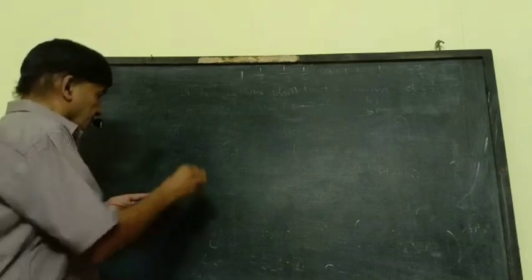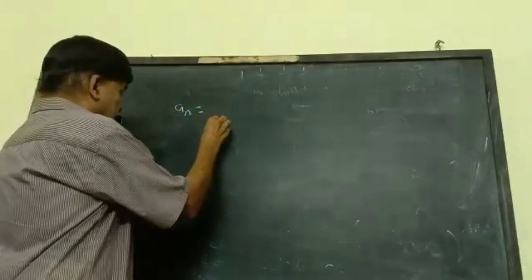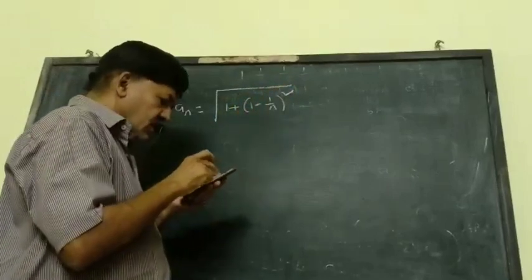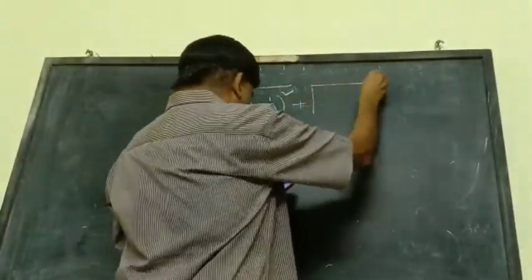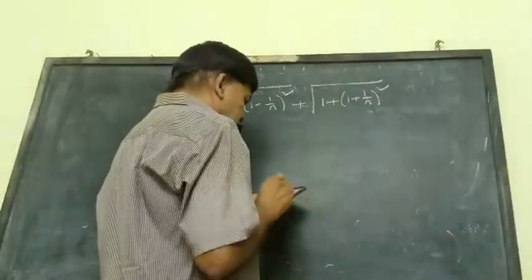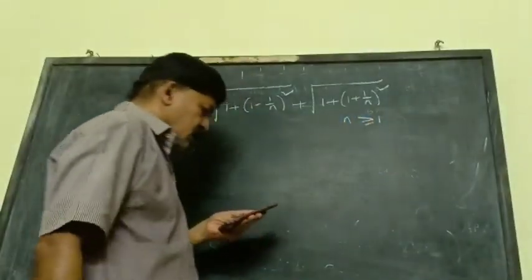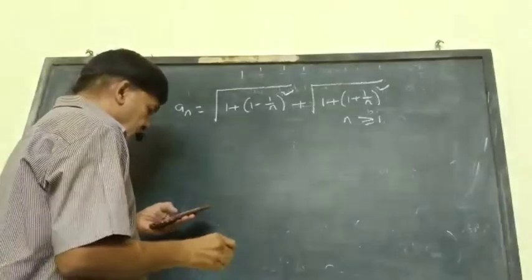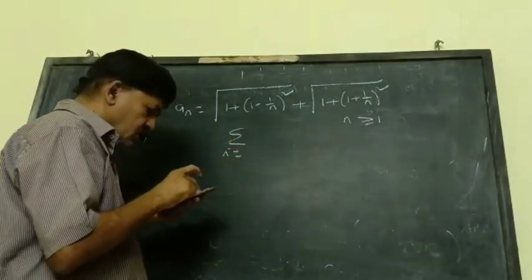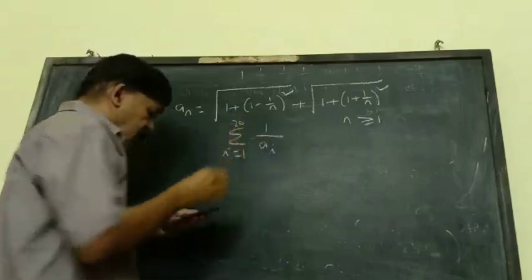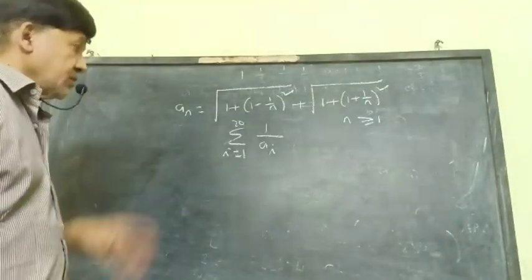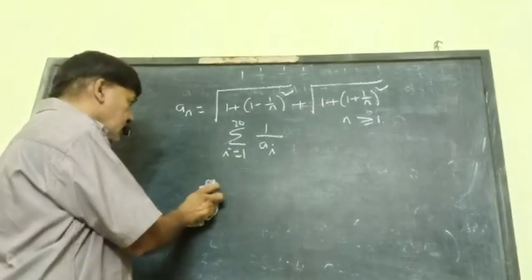The next question is: an is equal to square root of 1 plus (1 minus 1 by n) whole square plus square root of 1 plus (1 plus 1 by n) whole square. N is of course greater than or equal to 1. Then the value of sigma i is equal to 1 to 20 of 1 by ai is equal to how much?